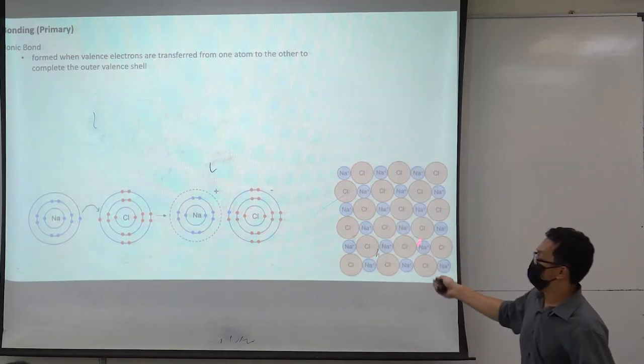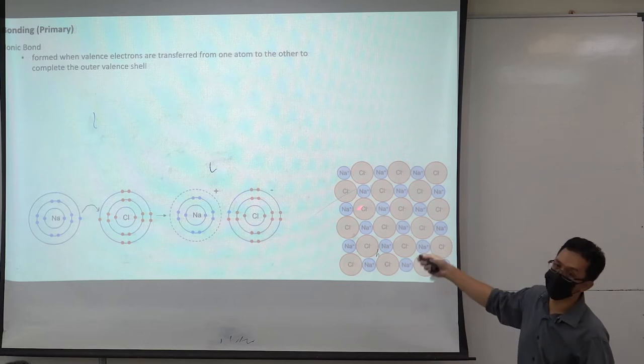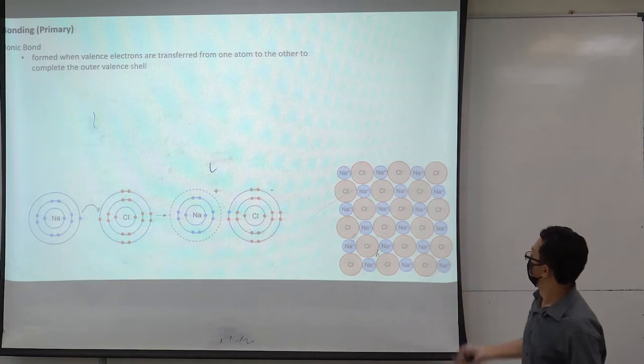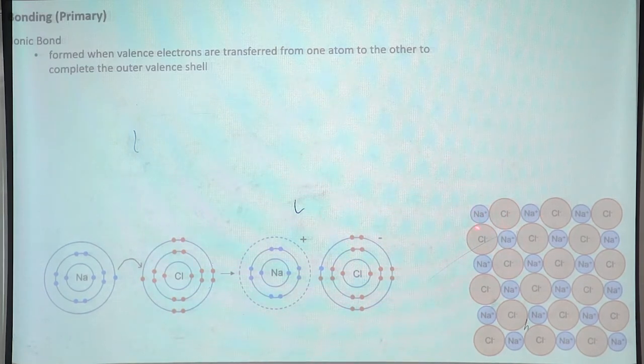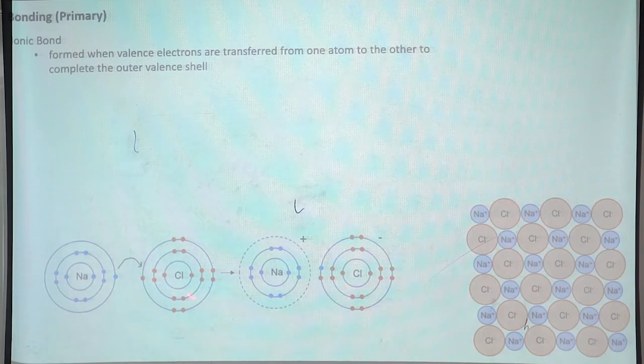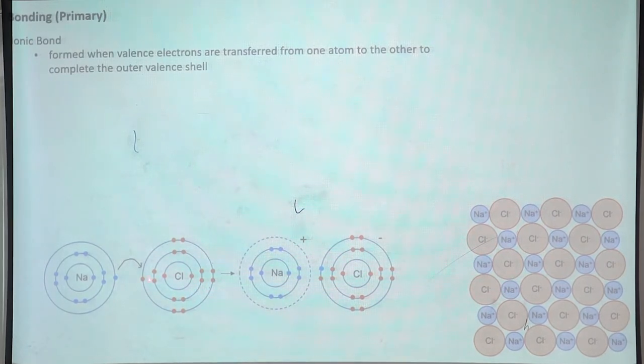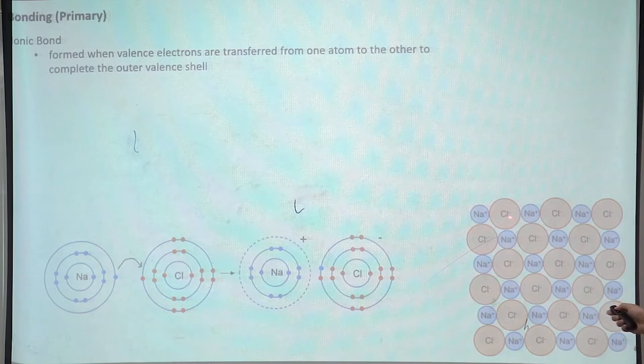So in the ionic salt, you can see here, this is the sodium, and this is chlorine. Why did I draw this bigger than this? Because of course chlorine is bigger. If you look here, chlorine has 1, 2, 3 orbitals, so it's much bigger than the sodium here. Sodium now is left with 2 orbitals. So that's why the chlorine is bigger.